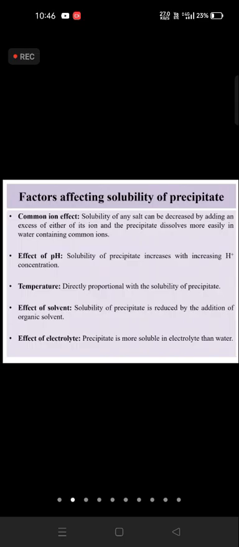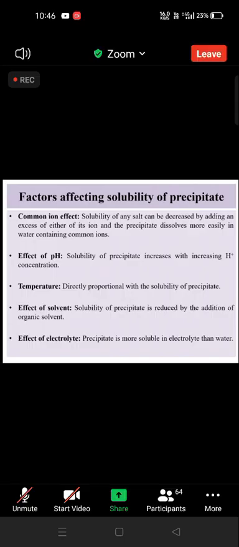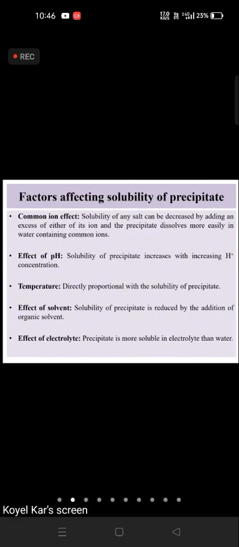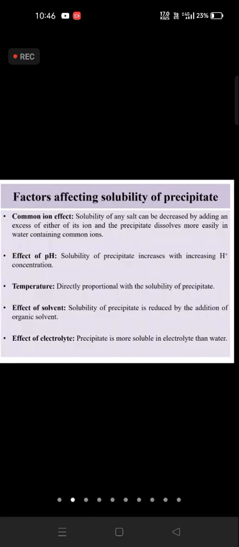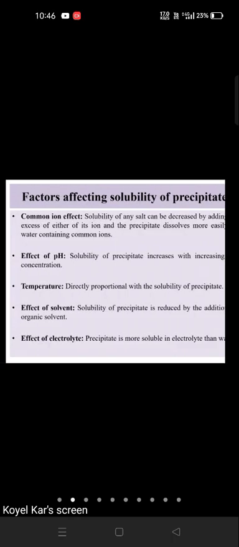The first and foremost is the common ion effect. Again, this term, the common ion effect, you have already studied in your physical chemistry, I hope so. So what is happening in the common ion effect? See, solubility of any salt can be decreased by adding an excess of either of its ions, and the precipitate dissolves more easily in water containing common ions.